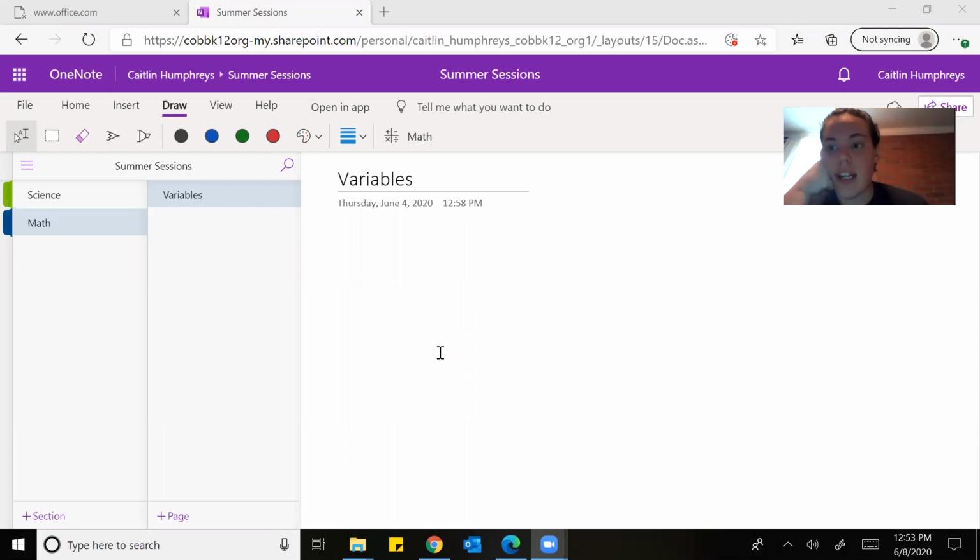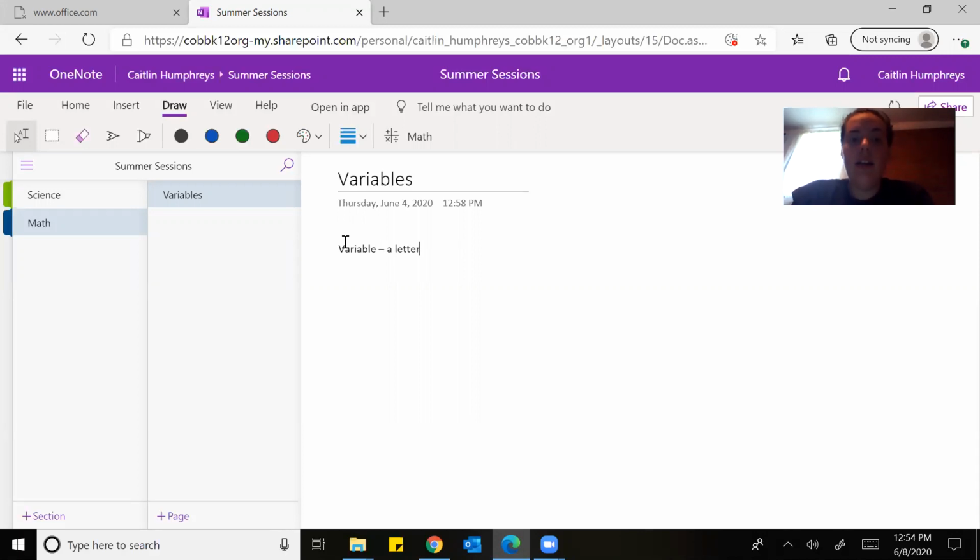So the most important thing I wanted to start with was variables, because these will follow you forever. You're going to do linear equations with these. You're going to do Pythagorean theorem with these. If you do not know how to isolate a variable, math is going to be difficult. So we're going to start with variables. And what exactly is a variable? It is a letter that represents an unknown value.